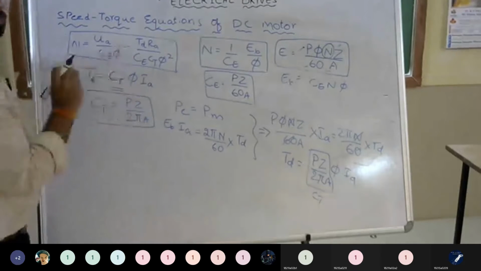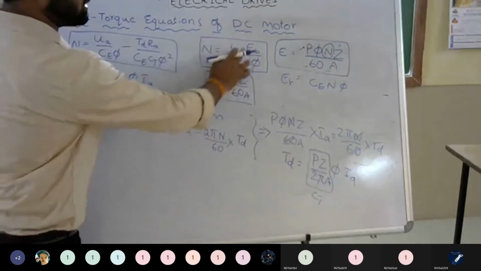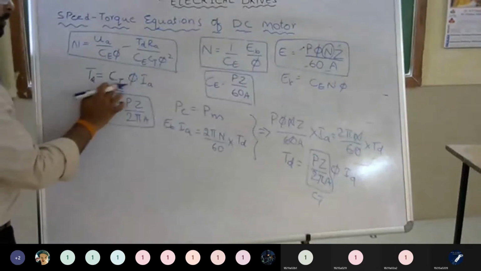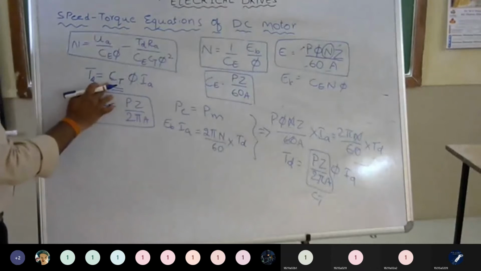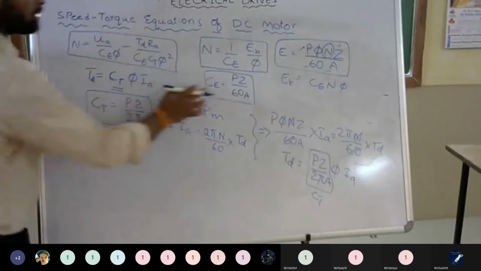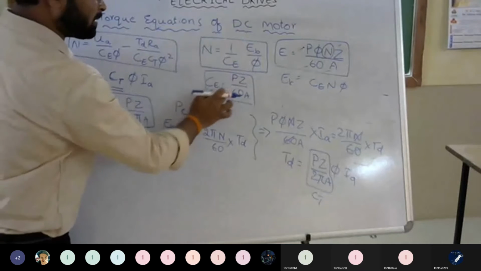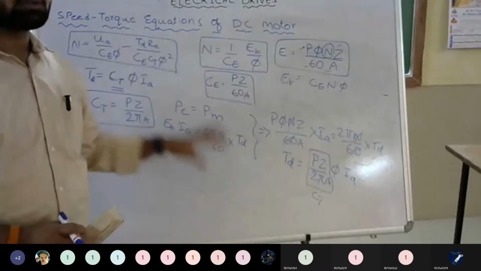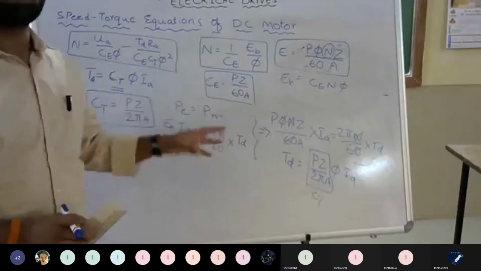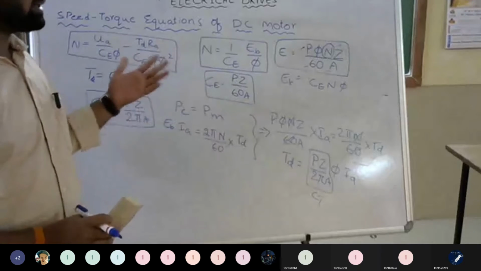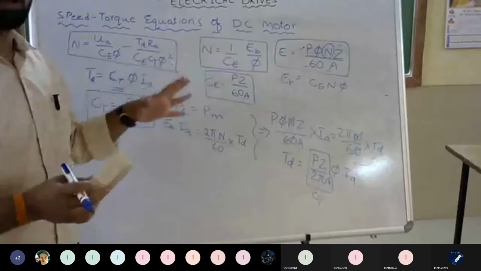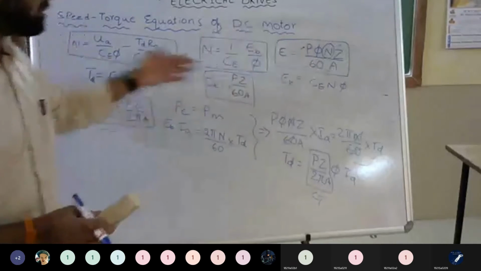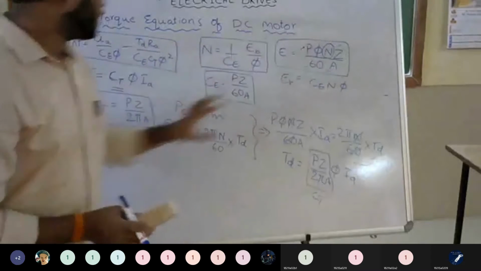So simply, if you want to remember: speed is equal to 1 by CE into EB by 5, and TD is directly proportional to 5 into IA. Here CT is the torque constant, and CE is the EMF constant: PZ by 60A and PZ by 2 pi A. Why am I repeating these equations so many times? We have numerical problems also. In numerical problems, you do not need to memorize every time. If you memorize only one equation, you will forget where it came from. Suppose you miss the Z, the whole problem will go wrong. So you have to remember the process. We know how E and how TD came.